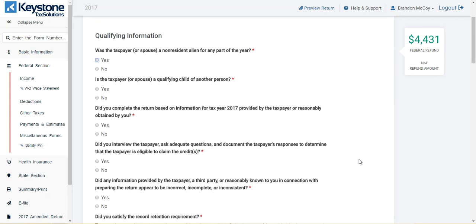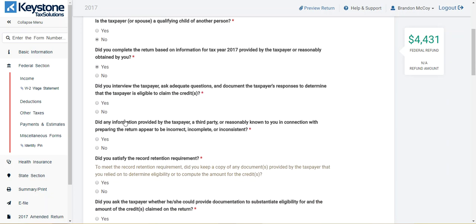The first question: was the taxpayer or spouse a non-resident alien for part of the year? No. Usually the answer is going to be no. Is the taxpayer a qualifying child of another person? Going to click no. Did you complete the return based on information for tax year 2017 provided by the taxpayer or reasonably obtained by you? Yes. It's going to ask you if you interviewed the taxpayer and viewed any documentation to determine the eligibility for that taxpayer. Going to click yes.